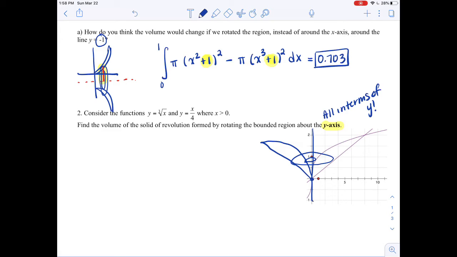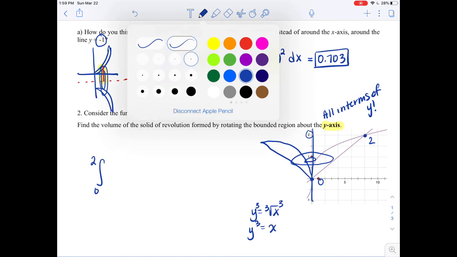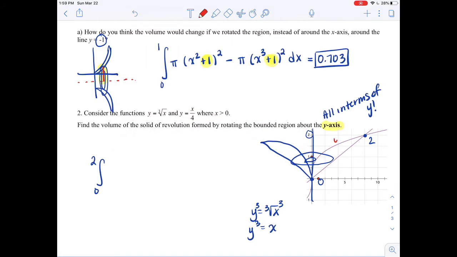That means that you have to have the y values of your intersection. So this y value would be at 0. This y value is going to be at 2. You can see right here on that diagram. So my integral is going to go from 0 to 2. I also need to have my functions expressed as functions of y. So if you take y equals the cube root of x, cube both sides, that comes out to be y cubed equals x.